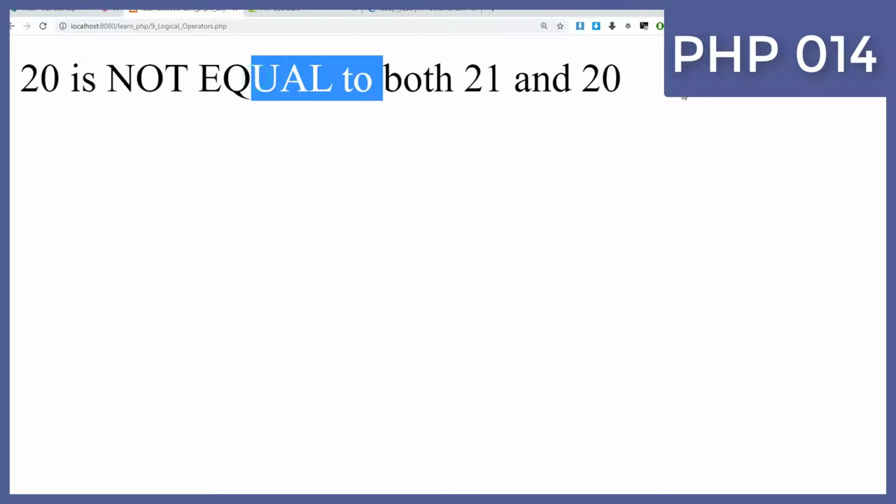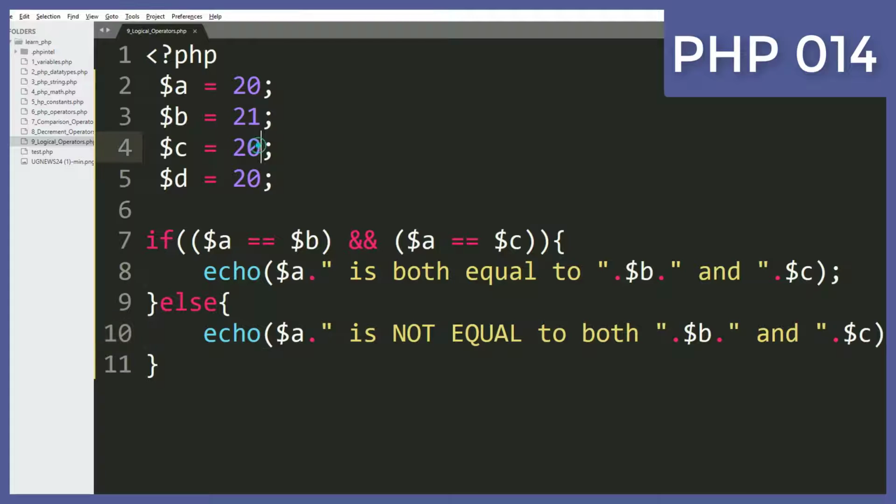21 is not equal to both of these. But if I make C also 21... so here it's checking A. Let's first see the first condition. Is A equal to 20? So what does it mean? Is 20 equal to B? The B is 21. This condition is not true, so it will not proceed. But is A, which is 20, equal to C, and C is 20? So this condition is true, but this one is the one that is defying the law.